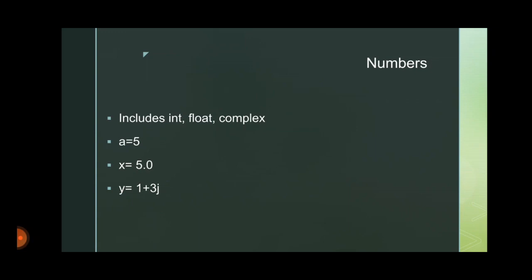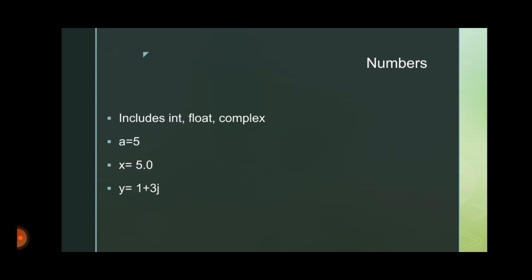Let's go to the first data type, numbers. The Python numbers category includes int, float, complex: integer, floating value, complex numbers. I'm mentioning first an integer value, a is equal to 5. That is, 5 is an integer type and the value is assigned to the variable a. In the previous class, we discussed what is a variable, how the memory location is assigned when we initialize or declare a value, and the different methods to specify a variable.